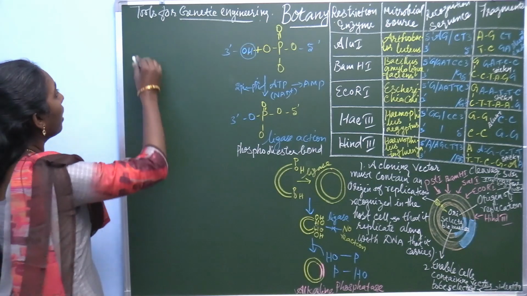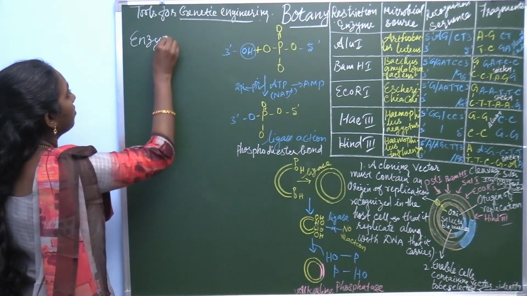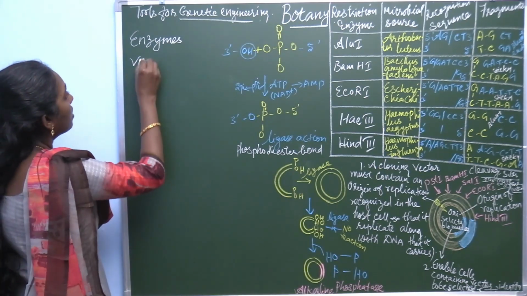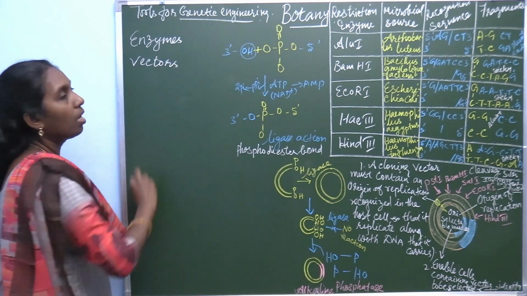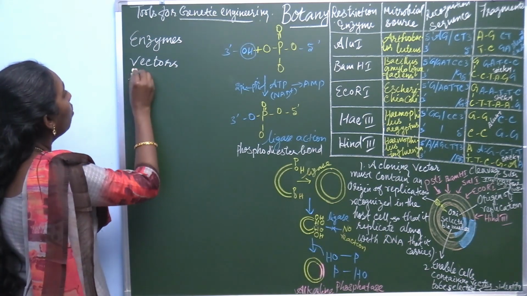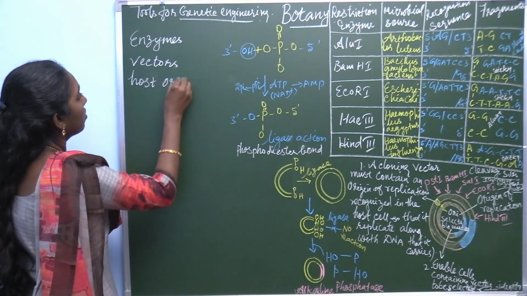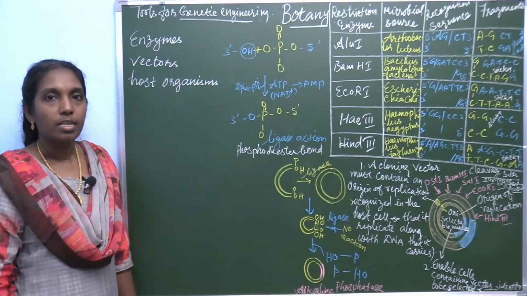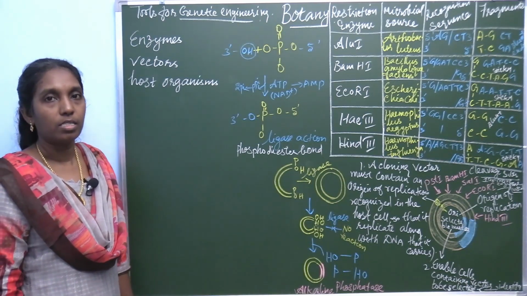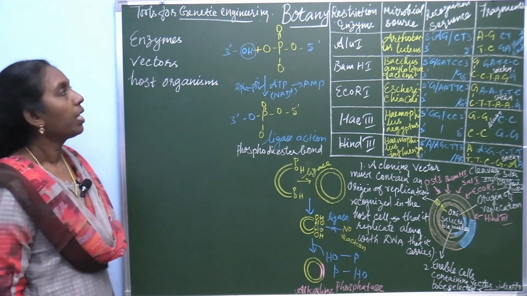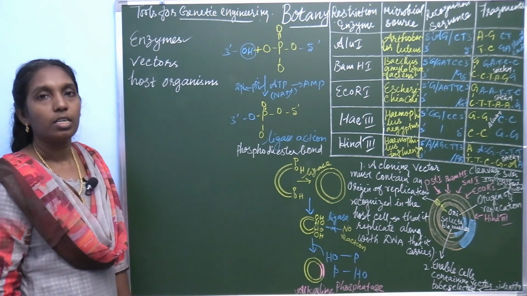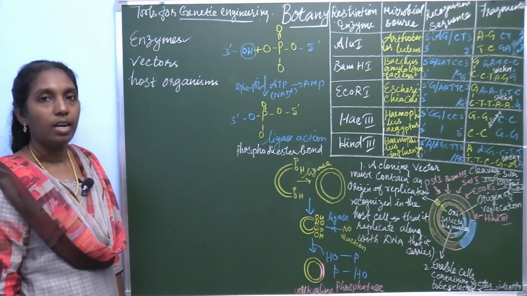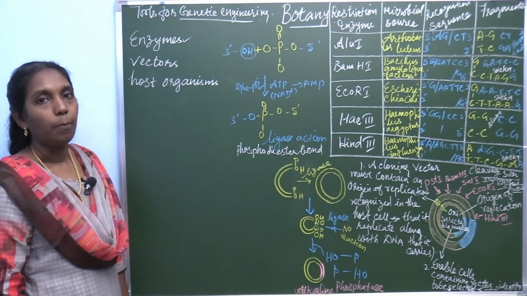What are the tools? Enzymes, vectors and host organisms. Enzymes, vectors or host organisms are used as the basic tools. The enzymes used for this are restriction endonucleases, ligase, alkaline phosphatase.